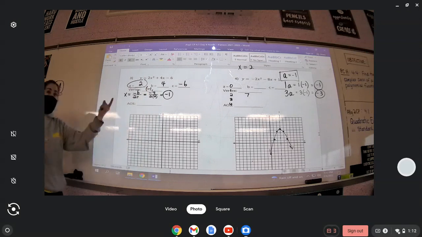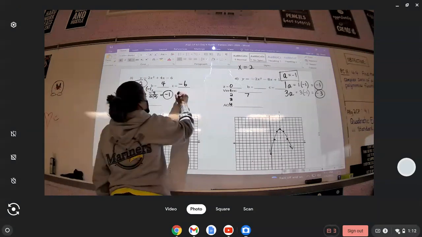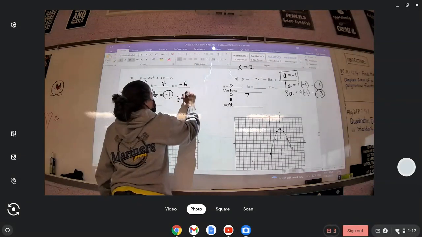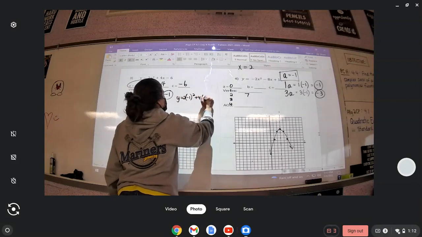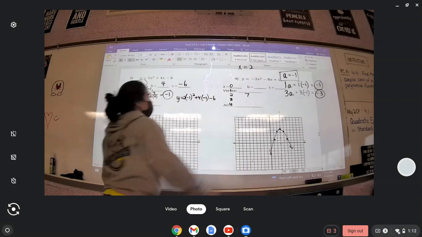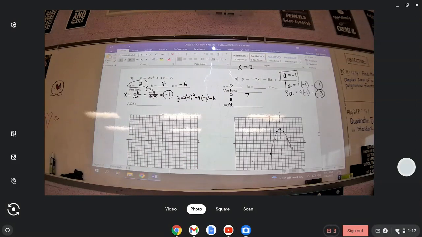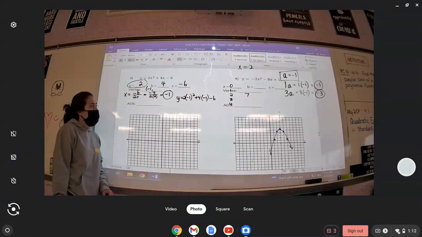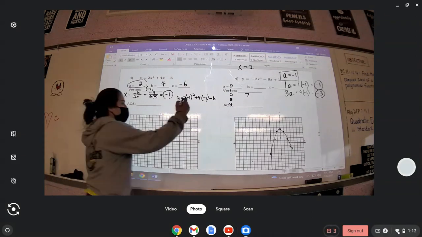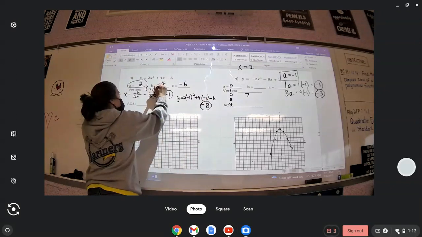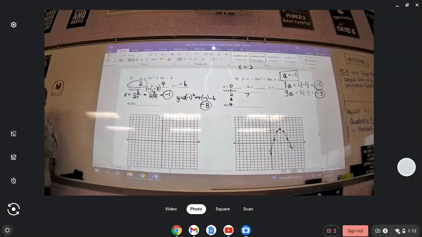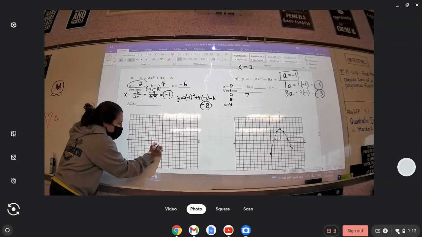So now plug in negative 1 and see who your y-coordinate is. So that'll be 2 times negative 1 squared plus 4 times negative 1, and then subtract 6. Plug that in, hit enter, it does the whole thing for you. What number did you guys get? I got negative 8. Oh. All right, so that means negative 1, negative 8 is your vertex. So let's plot it. Left 1, down 8.